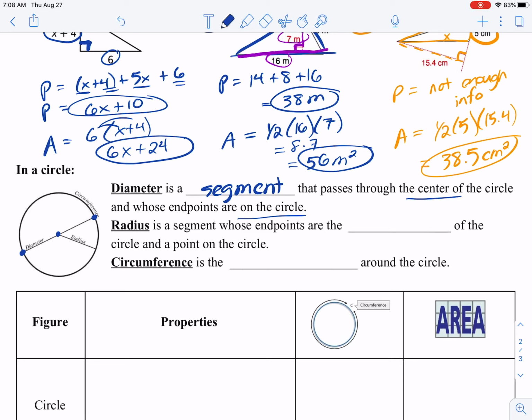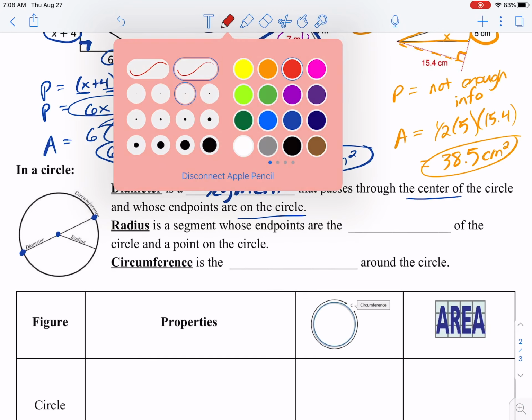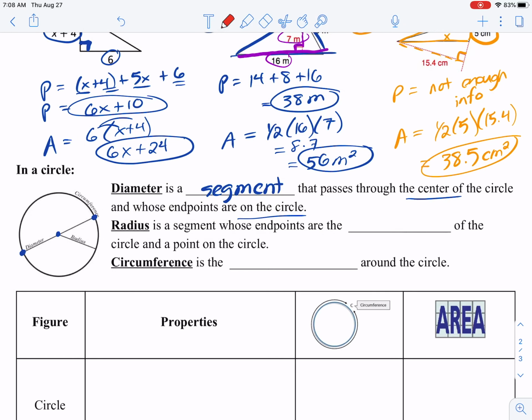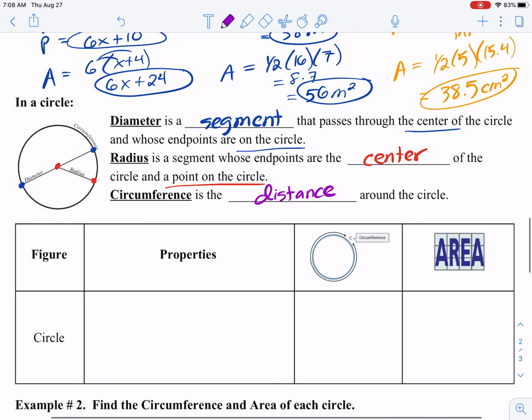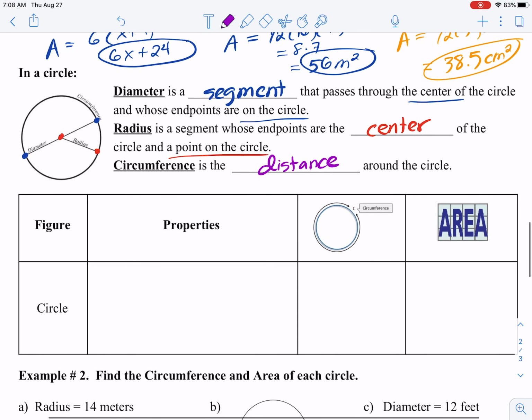The two endpoints are on the outside of the circle. A radius is another segment. A radius is a segment whose endpoints are, one of the endpoints is the center, which you can see right here for your radius, and another endpoint is somewhere on the circle. And then finally, circumference. The circumference is the length or the distance all the way around the circle, just like perimeter, but for a circle.